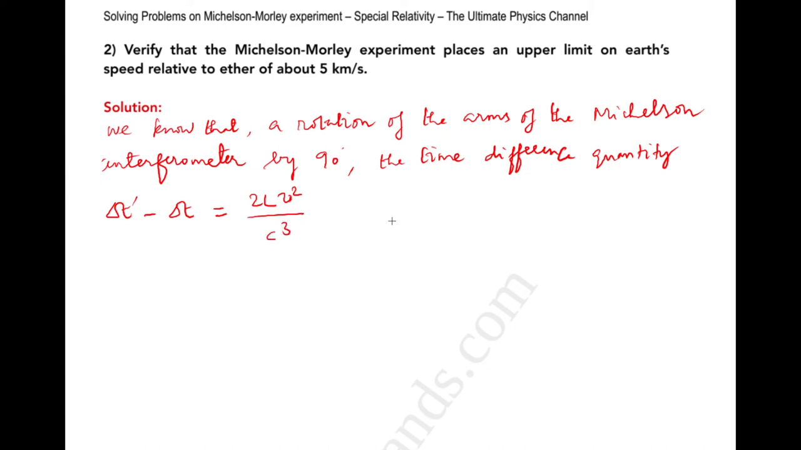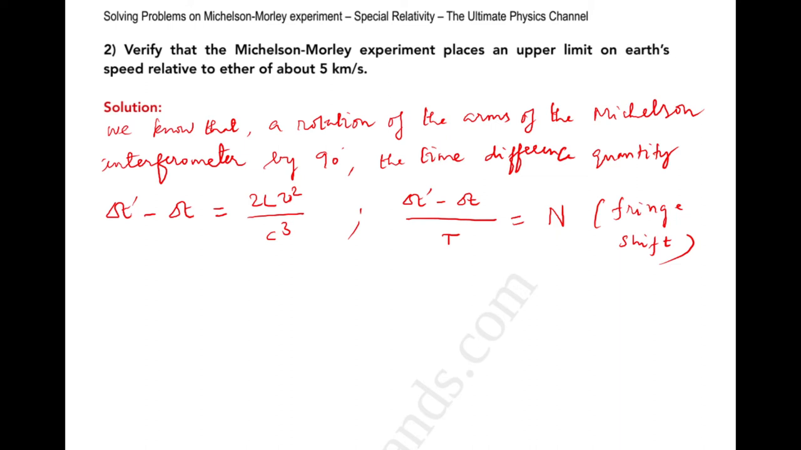We also know from that discussion that (Δt′ − Δt) over the time period of the wave is the actual fringe shift, let us call that n. This is the fringe shift.